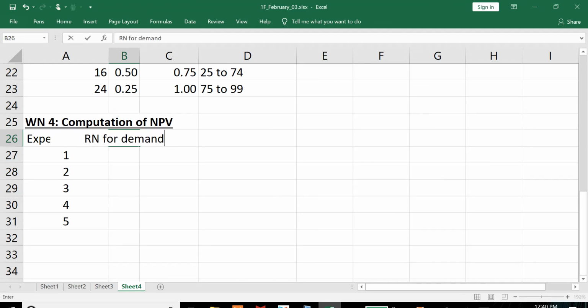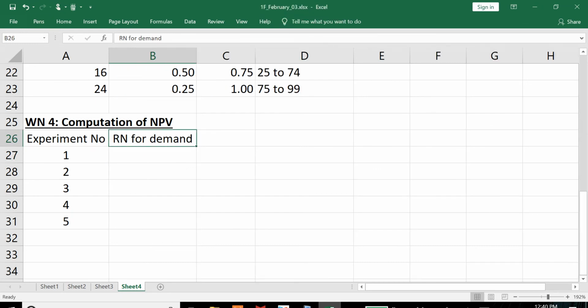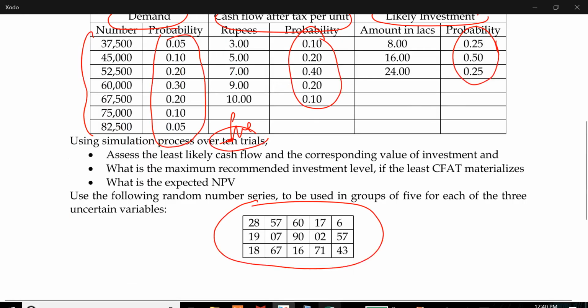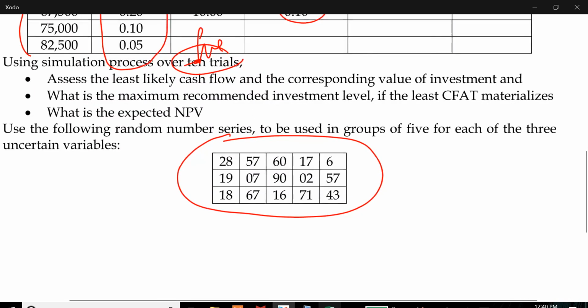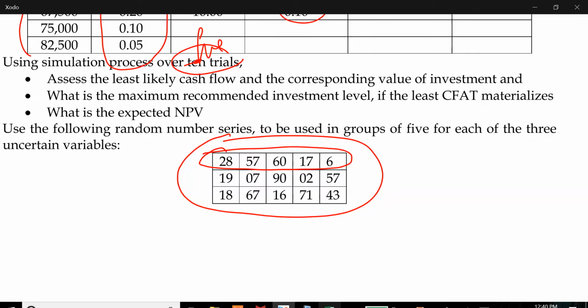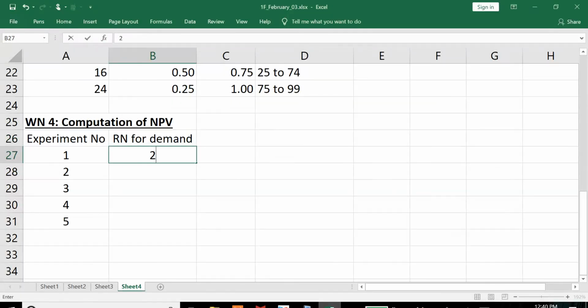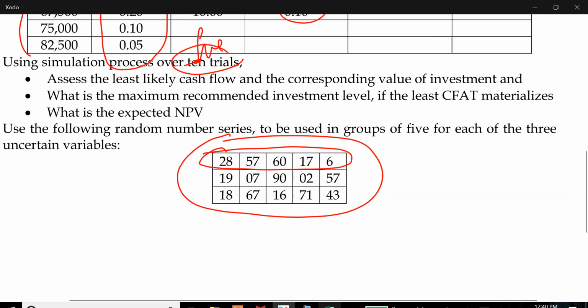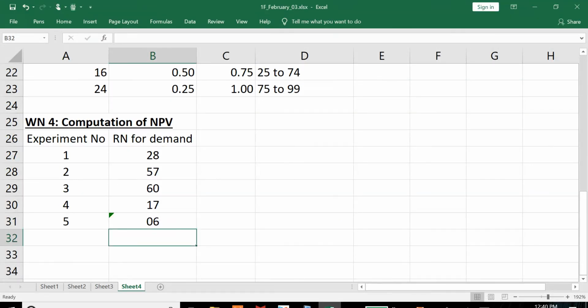Random number for demand. That was the first item we fitted in. Now listen, there's no set rule that the first row is for demand. It's random, so you can do anything you wish to. So these numbers will be for demand. The second set of numbers is for CF80. The third set is for investment. So the random numbers are 28, 57, 60, 17, and let me write it as 06.